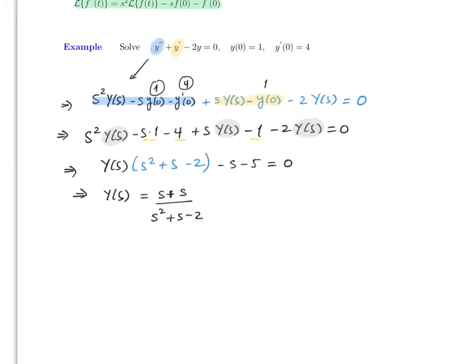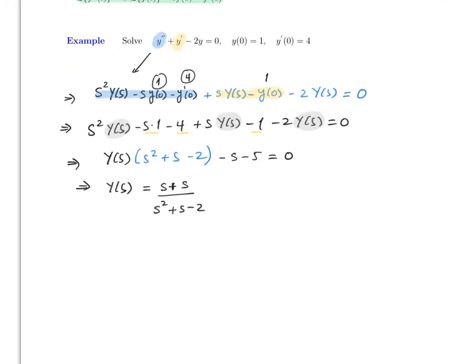Now from here, you need to use partial fractions, if possible, to factor this. So in this case, this is equal to s plus 2 times s minus 1. So you do the partial fractions, you will have A over s plus 2 plus B over s minus 1, and this should equal s plus 5 over s squared plus s minus 2.